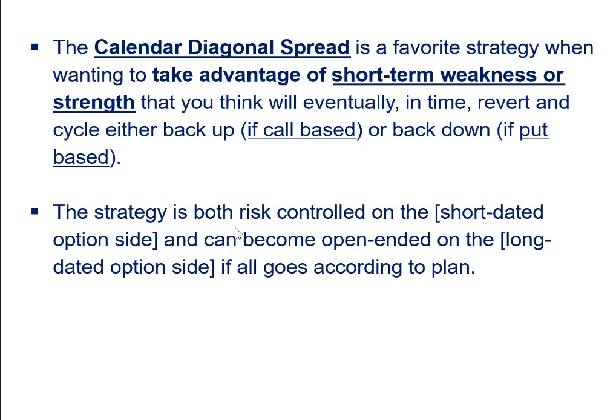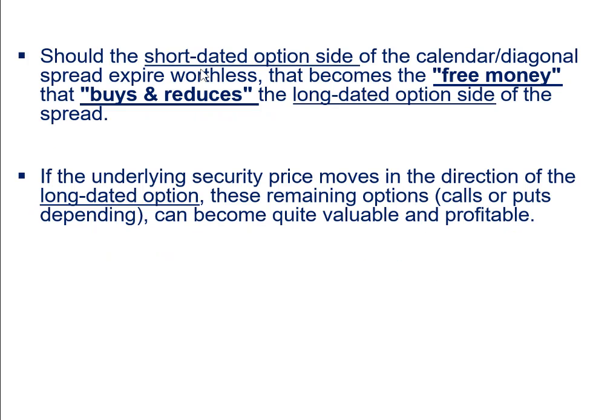So it basically is a strategy that is risk controlled on the short dated side and that can become open ended on the long dated side if it goes according to your directional plan. Similar to a covered call, if the short dated option of your calendar diagonal spread expires worthless, that really becomes what I call the free money, and that's buying or reducing that long dated option.